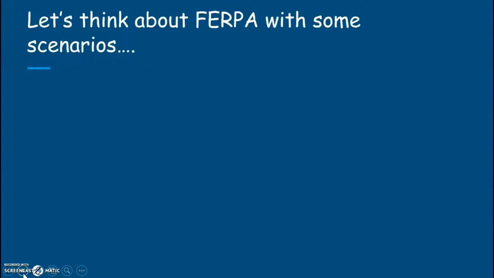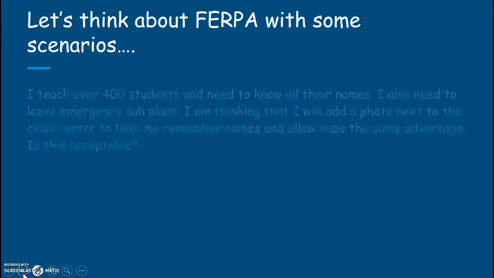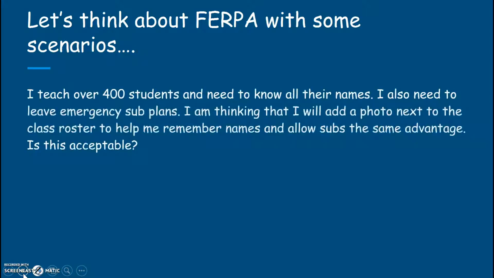So let's think about FERPA with some scenarios. I personally teach over 400 students. I need to know all their names. I also need to leave emergency subplans. I'm thinking they'll add a photo to the next year's class roster to help me remember names and allow subs the same advantage. Is this acceptable?